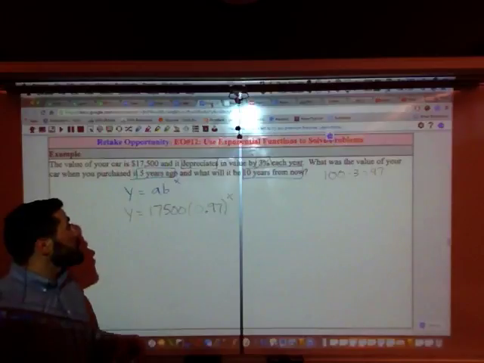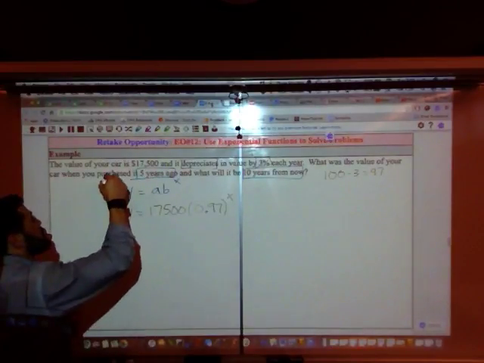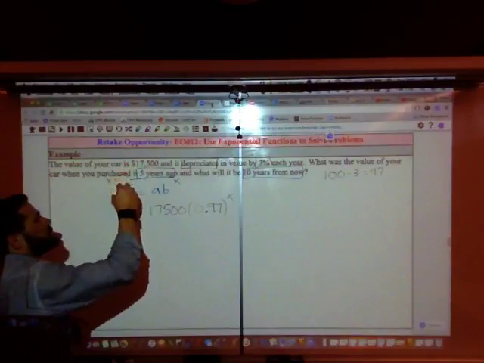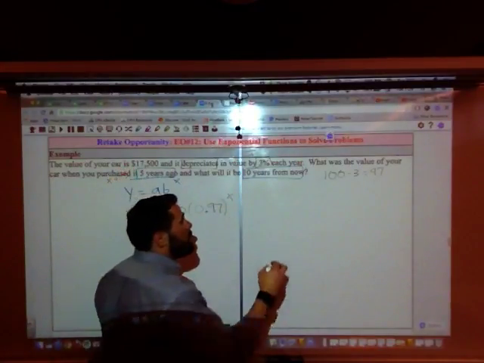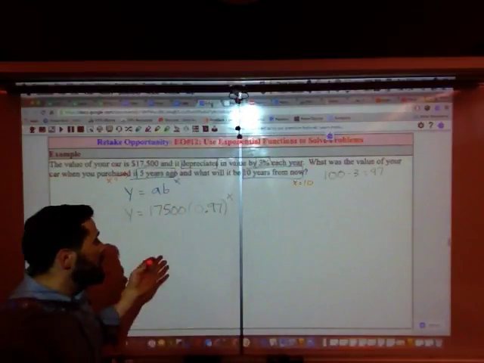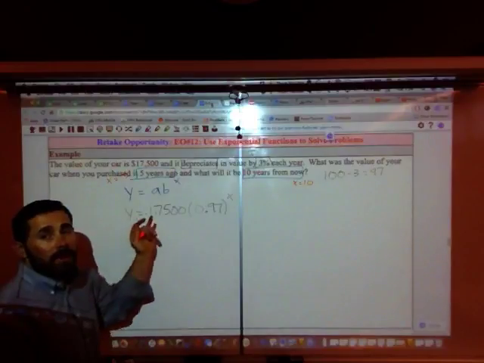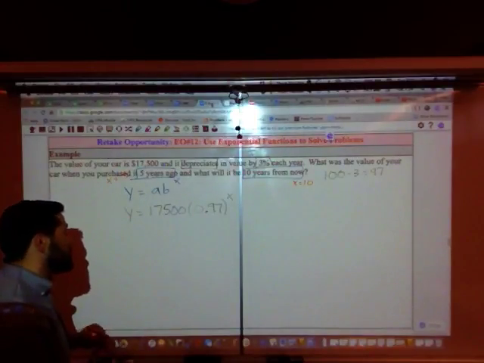Sorry, these markers are kind of dying on me. So 5 years ago would be an x value of -5. 10 years from now is an x value of 10. So I just have to solve this using this equation. First one I'm going to input a -5, the second one I'm going to input a 10. I should get my answers.